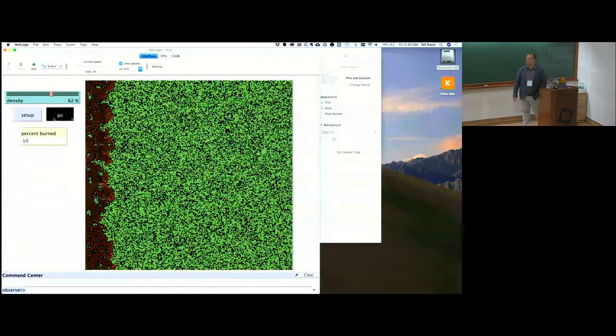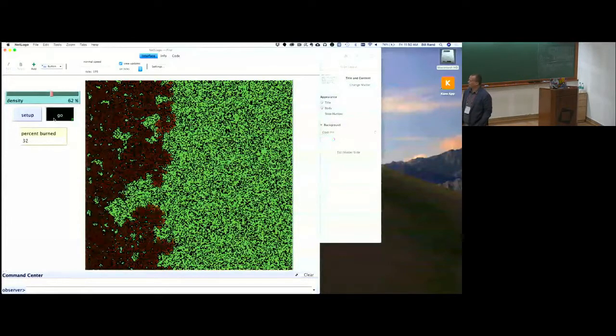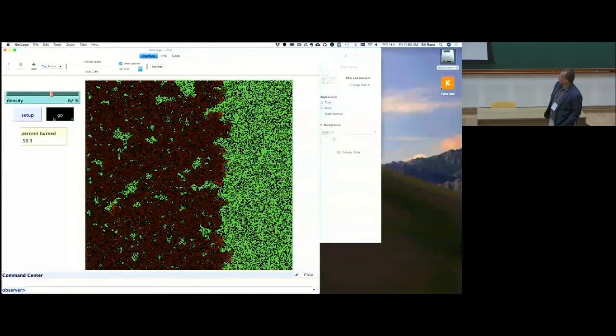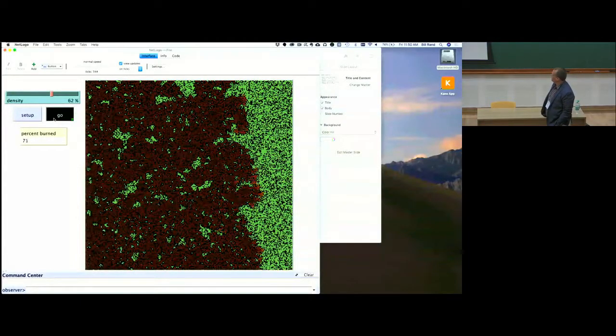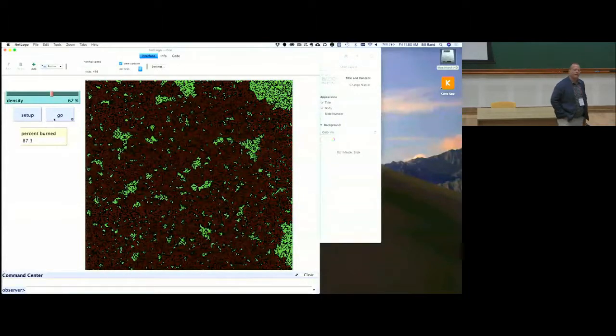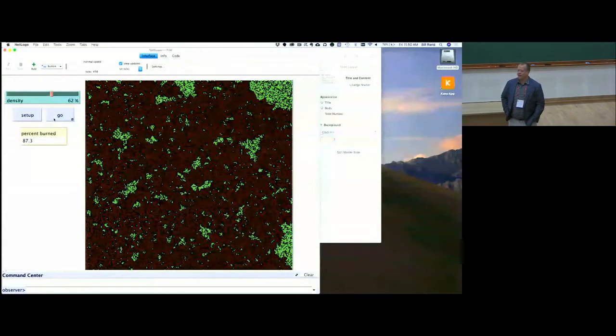If I run it again, maybe it's just a fluke. Let's run it again. And again, as you can see, it's well past that 12, 13%. It's now at 75, and it's now touched the right side of the screen, 87.3%, right? So this is a classic example of a phase transition, right? Sometimes called a tipping point, right? Maybe a leverage point, depending upon how you think about it, right?